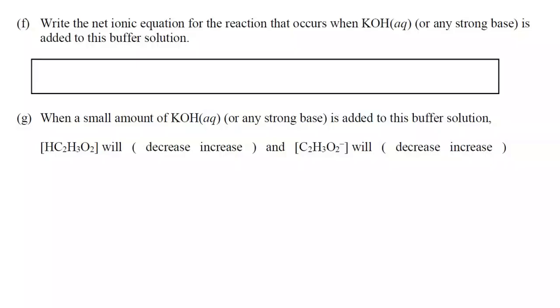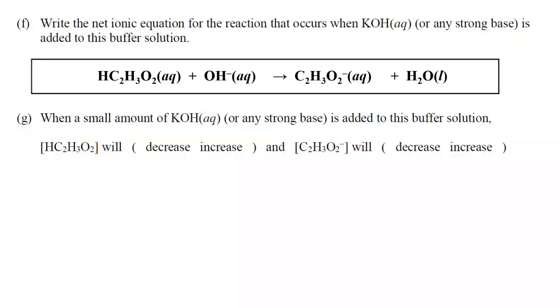Remember that there are two components in this buffer solution, acetic acid and acetate. Since we're adding a strong base, we want an acid-base reaction to occur between the hydroxide ion and the weak acid. So acetic acid will react with the hydroxide ion, and the product of the reaction is the acetate ion and water. Now, looking at the equation that was written in part F, we can answer part G.